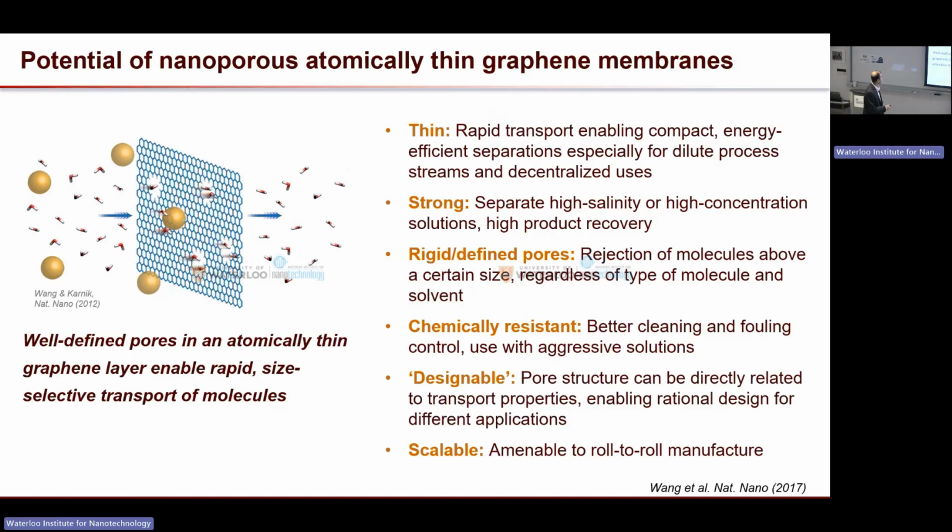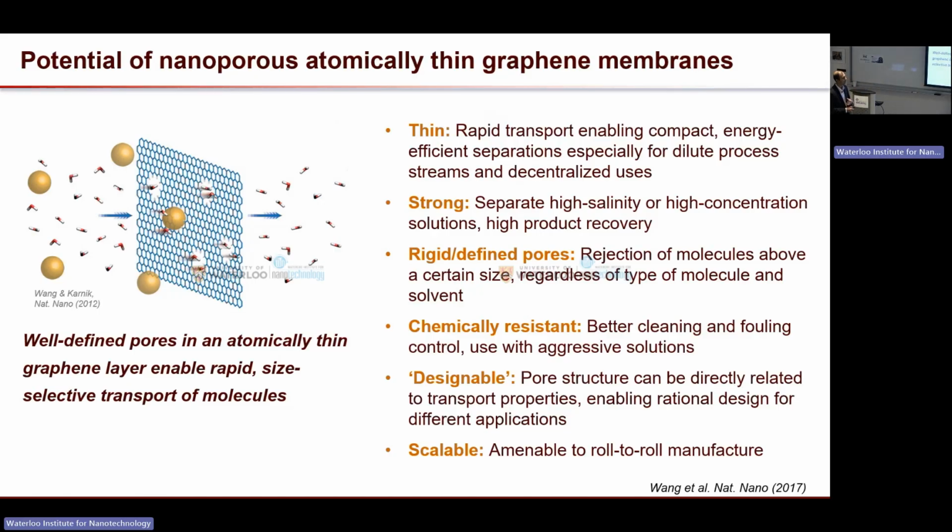So the core idea is these well-defined pores in this atomically thin layer enable rapid, size-selective transport. Because it's thin, they offer very little resistance to flow. So you can think about making more efficient, more compact systems. Mechanically, it's very strong, so you can actually apply very high pressure. The pores are rigid compared to many of the membranes. So what that means is if a molecule is bigger than the pore, it's not going to go through. The barrier is going to be extremely high.